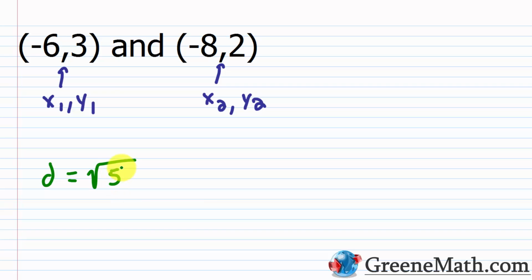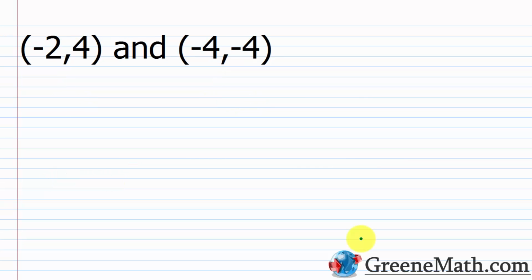And this basically is an irrational number. So to get an exact value, you'd leave it in this form. If you wanted to approximate it, you could punch it up on a calculator and you get about 2.24. Okay, if you wanted to approximate it. But again, if you want an exact value, go with just square root of 5. All right, let's take a look at another one.